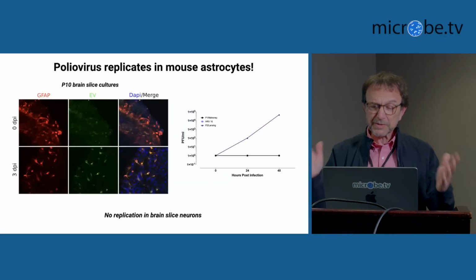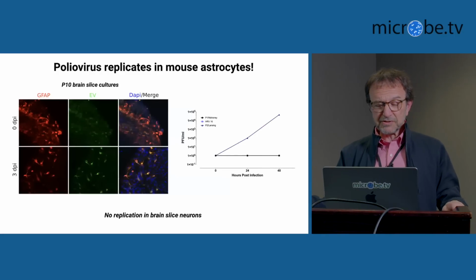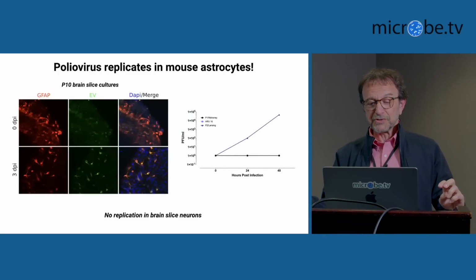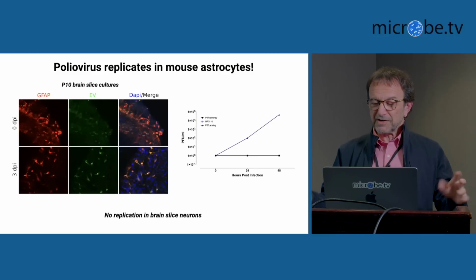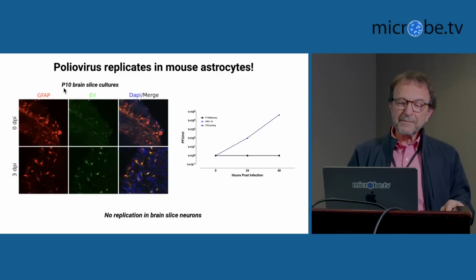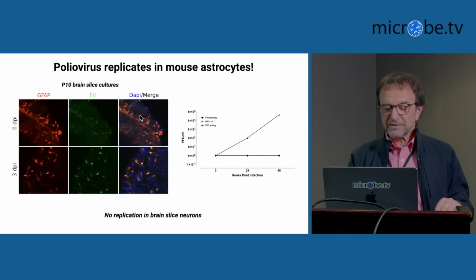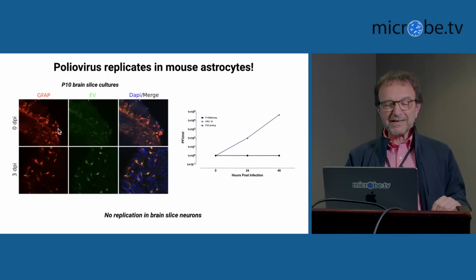Now, we fast forward many years later. Amy Rosenfeld is making brain slice cultures for other reasons. I think this was enterovirus D68, most likely. So these are day 10 mouse brain slice cultures. And she said, I'm going to throw Lansing in and see what happens. And lo and behold, Lansing replicates in these brain slice cultures. They are replicating in astrocytes. Lansing is replicating in astrocytes.